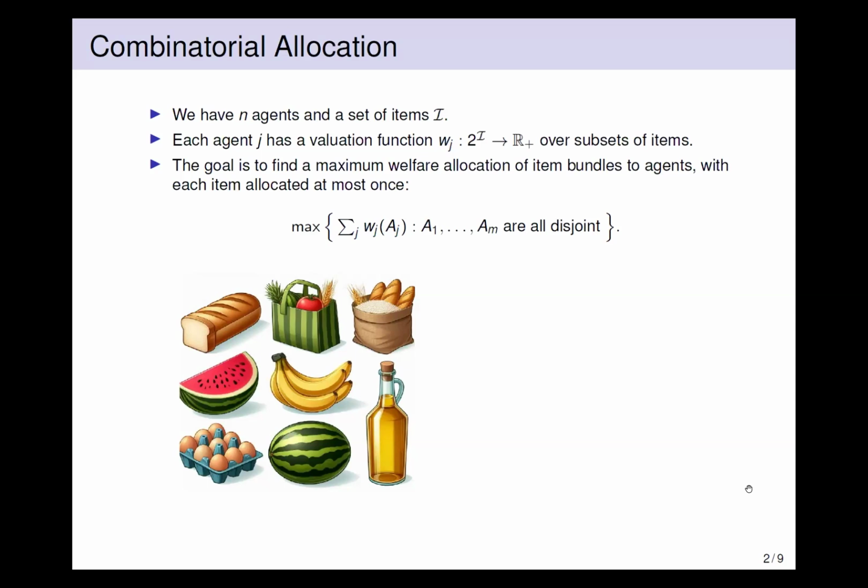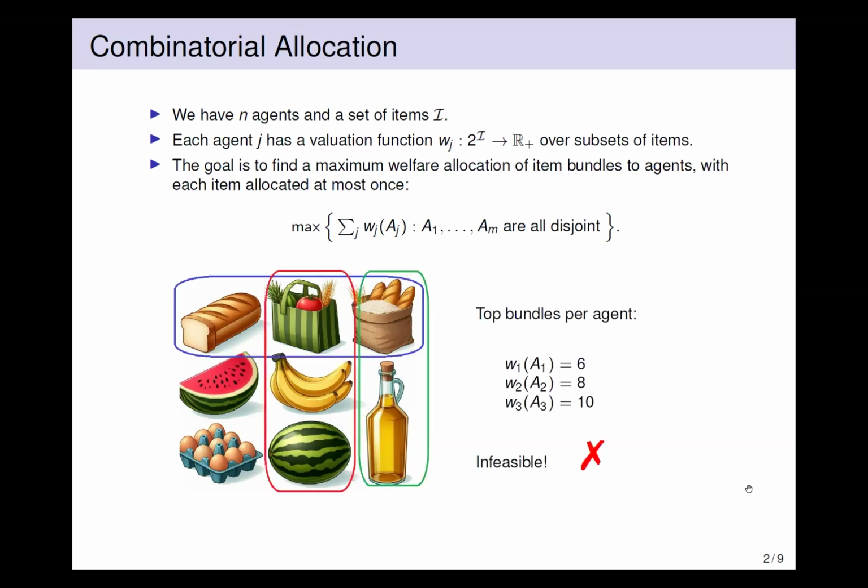Let me give you an example. Let's say that here I have 3 possible bundles and 3 agents. For the first agent, maybe the top selection is the bundle in blue, with a weight of 6. For agent 2 it is the one in red with a weight of 8, and for agent 3, the one in green with a weight of 10. Let's say that these are their most preferred bundles. If they have to choose, that would be the choice. But the problem here is that this is unfeasible, because I'm allocating items more than once. They intersect, so this is not a feasible allocation.